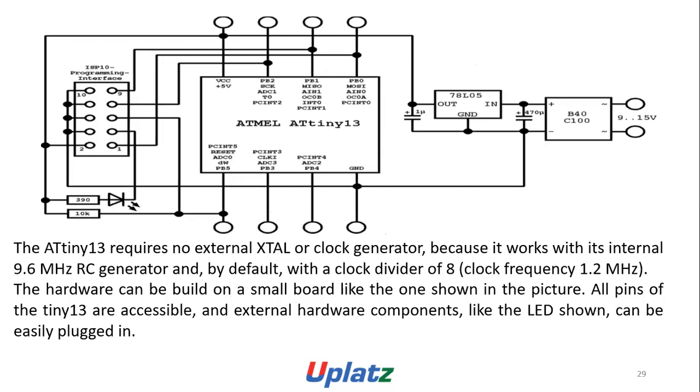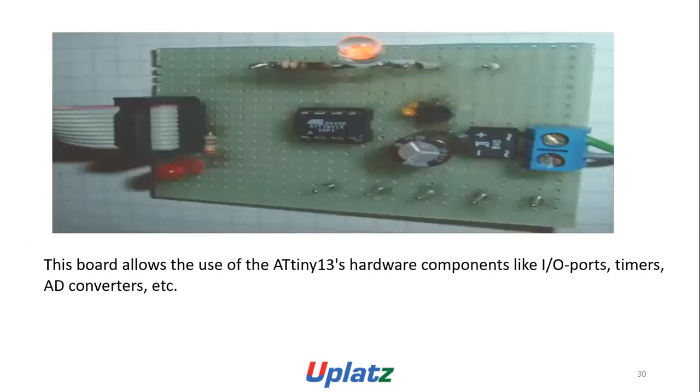The AT90S1313 requires no external crystal or clock generator because it works with its internal 9.6 megahertz RC generator and, by default, with a clock divider of 8, giving 1.2 megahertz. The hardware can be built on a small board like the one shown in the picture on the next slide. All the pins of the AT90S1313 are accessible and external hardware components like the LED shown can be easily plugged in. Here is the board. This board allows the use of the AT90S1313's hardware like I/O ports, timers, A to D converters, etc.